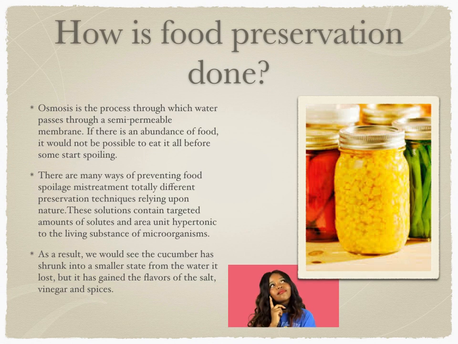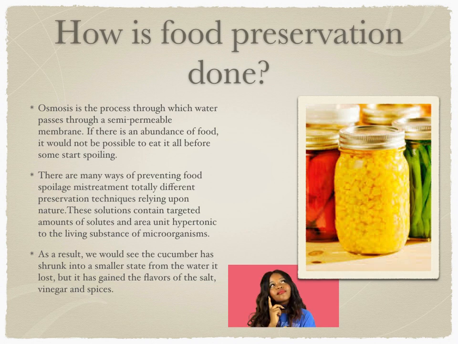How is food preservation done? Osmosis, as I explained earlier, is a process through which water passes through a semi-permeable membrane, like a cell wall or the skin of a piece of fruit or a vegetable. If there is an abundance of food, it would not be possible to eat it all before some start spoiling. But one way of storing it is to use salt or sugar solution. These solutions contain solutes, which are salt and sugar, and the living substance of microorganisms.